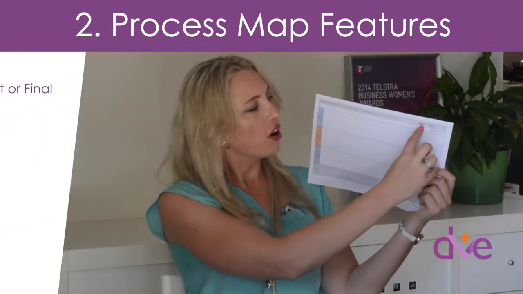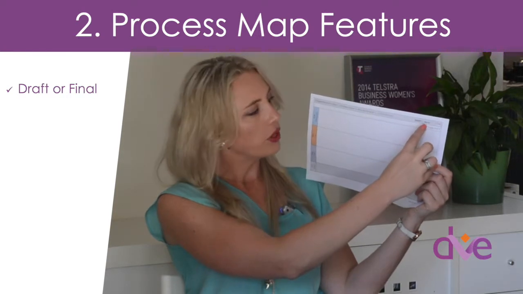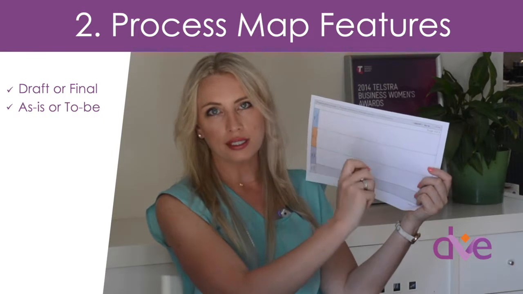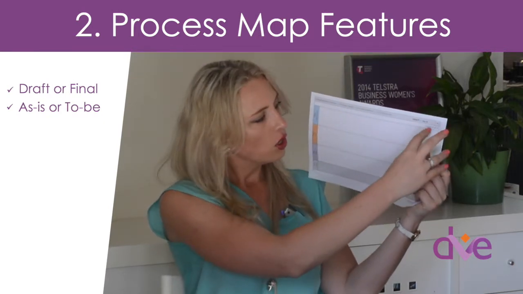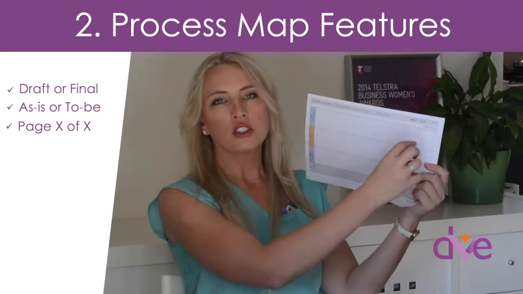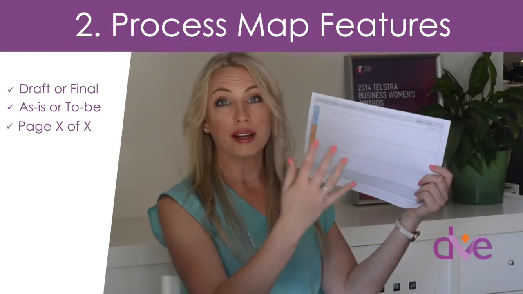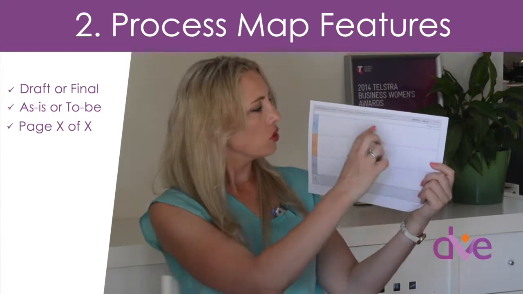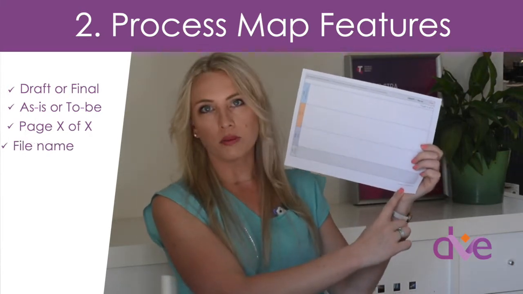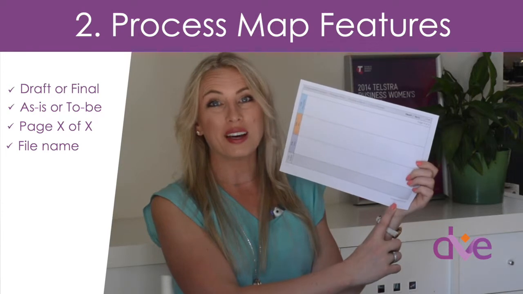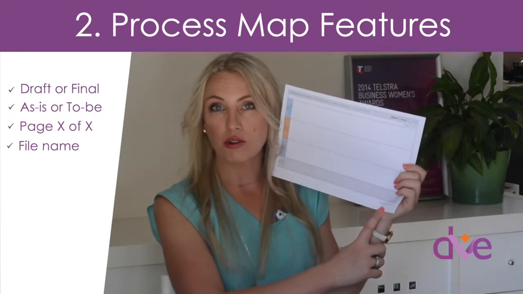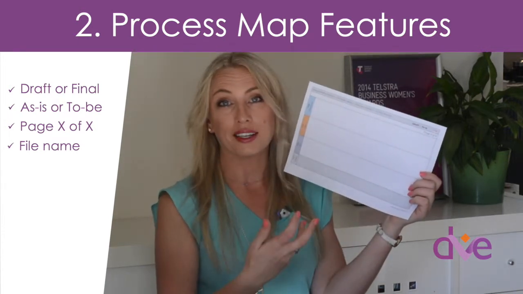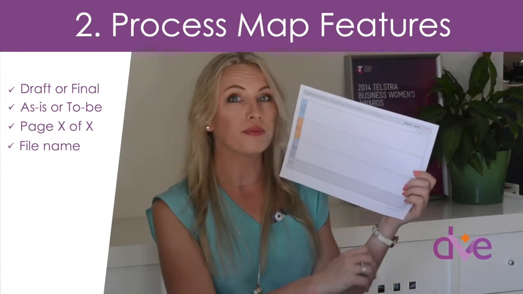So we always specify whether it's draft or final, and we always specify whether it's as is or to be. It's always on the top right, it's always consistent, so you can flick through them and see. We always have page 1 of whatever, so it's really easy to see if there's multiple pages in a map. When they're printed, that starts getting a bit messy. We always have the file name in the bottom corner, because what you'll find is you'll end up with different versions, especially if you're doing some great continuous improvement. And then you can't remember the file that you've got to go back and change, so it's always good to have that in the corner.